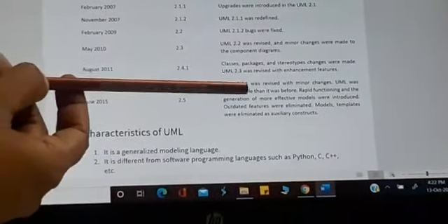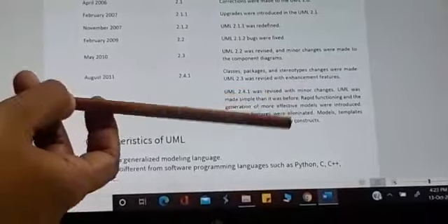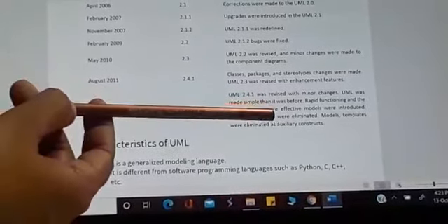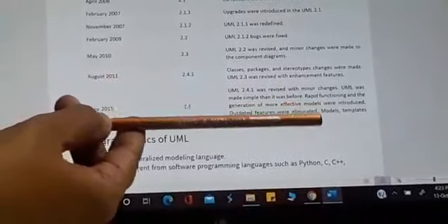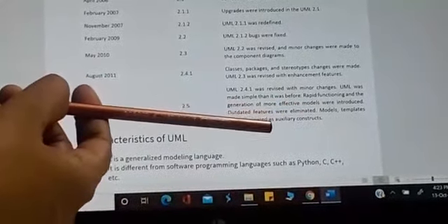UML was made simpler than it was before. Rapid functioning and the generation of more efficient models were introduced. Outdated features were eliminated. Models and templates were eliminated as auxiliary constructs.